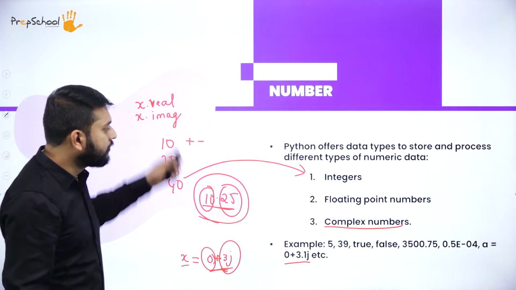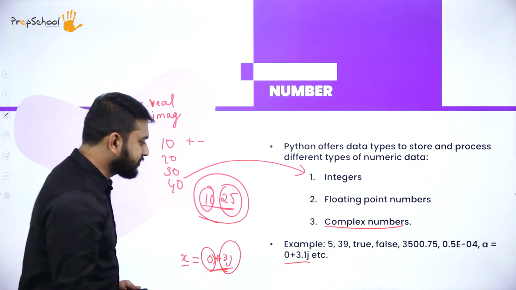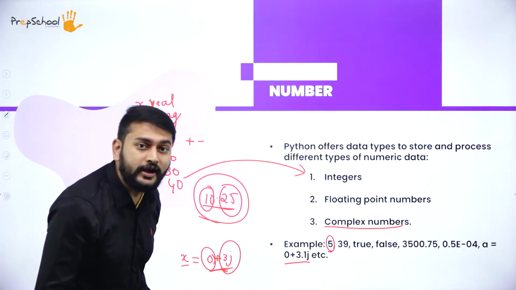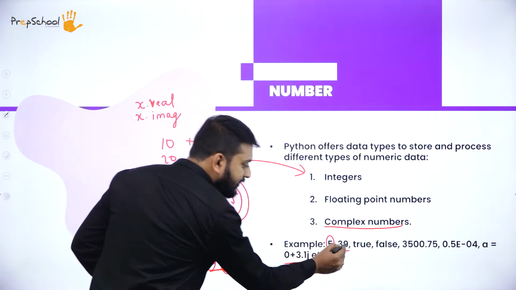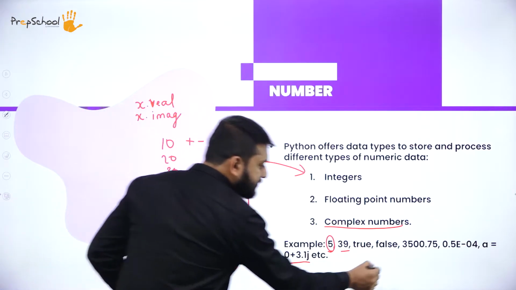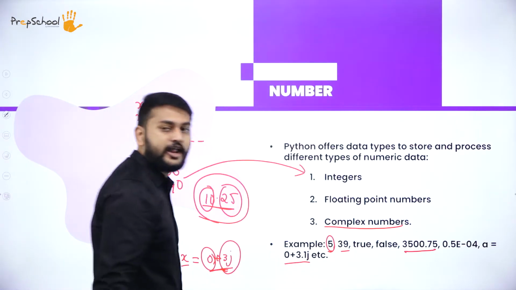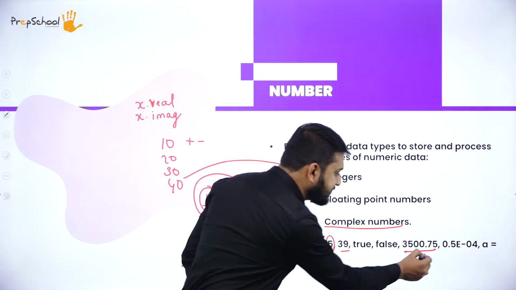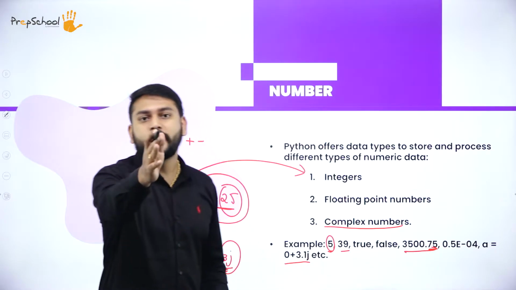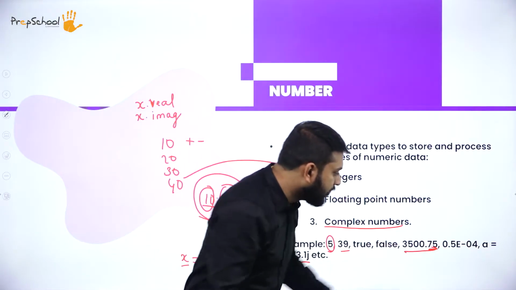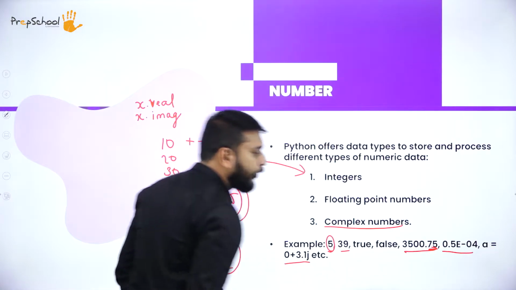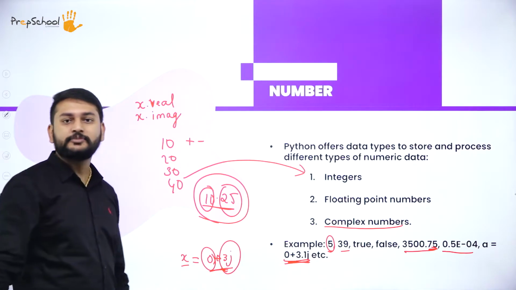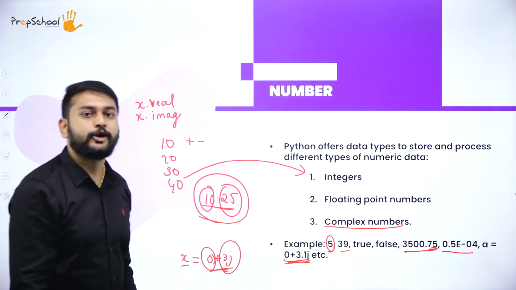This is all about the numbers data type. Let me just give you an example. Can you all identify: 5 belongs to what data type? 5 belongs to integer, 39 belongs to integer. Can you all tell me which data type 35,000.75 is? You can see this is a floating point number, so that's why I will call it a floating point number. This is also a floating point number, you have a dot. Can you all tell me what type of data type this is? This is a complex number.